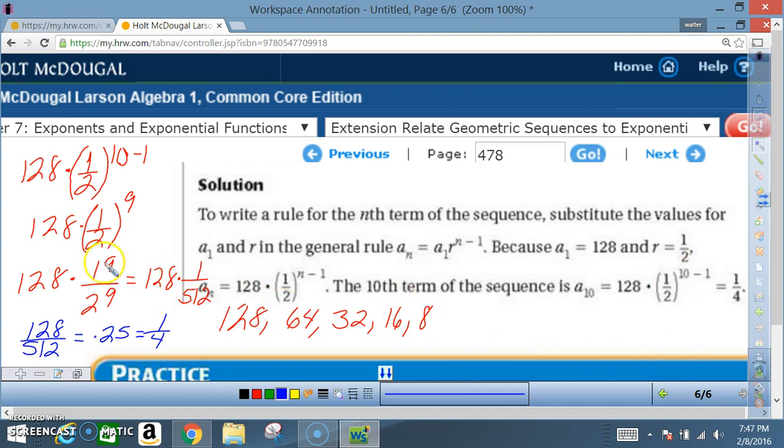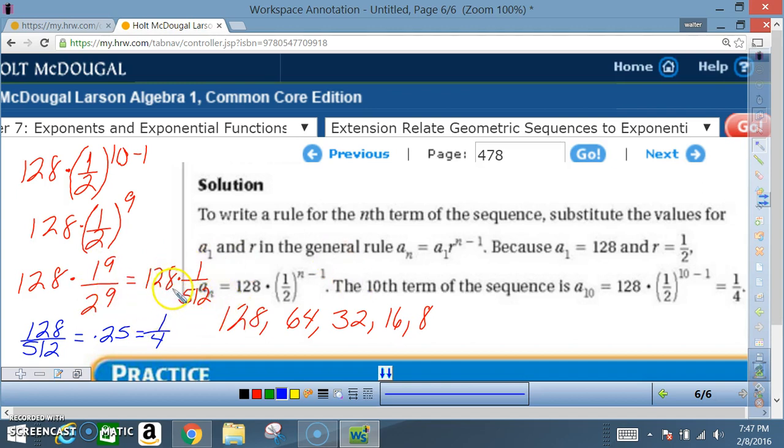All right, now let's do the basic math for those of us who may be confused. We're right here, and we wrote this over here. So I got 128 times 1/2 raised to the 10 minus 1. That means I have 128 times 1/2 raised to the 9th. That means I have 128 times 1 to the 9th over 2 to the 9th. That equals 128 times 1 to the 9th is 1. 2 to the 9th is 512.